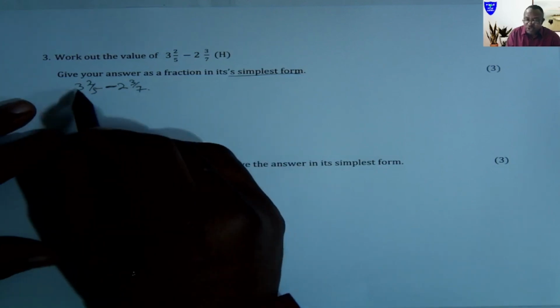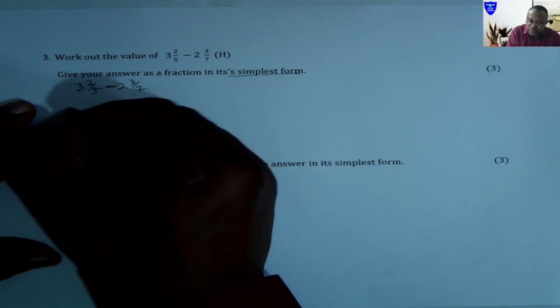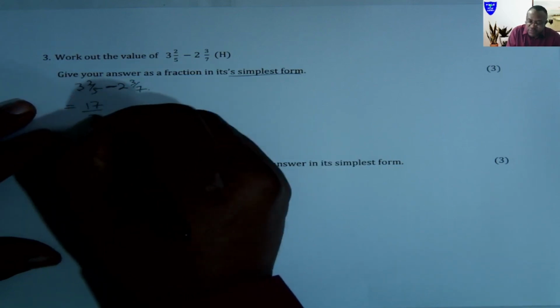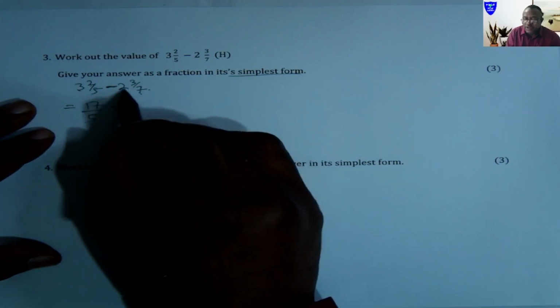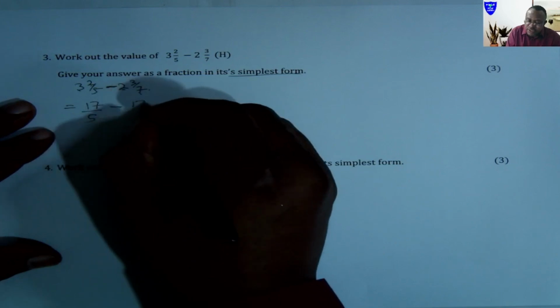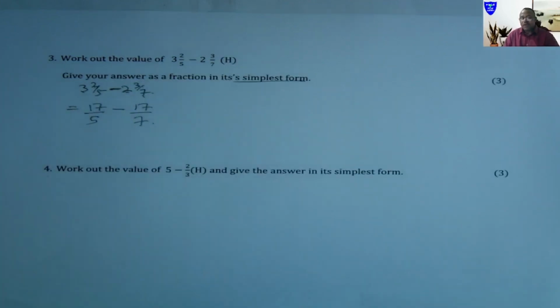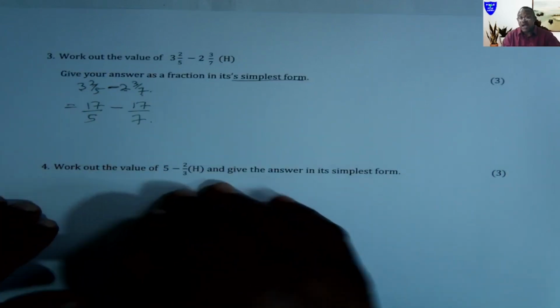5 times 3 is 15. 15 plus 2, that will give me 17 out of 5, minus. Then this is 2 times 7 is 14. 14 plus 3 will give me 17 out of 7. Now that we've changed the fractions into improper fractions, we can now proceed as normal.